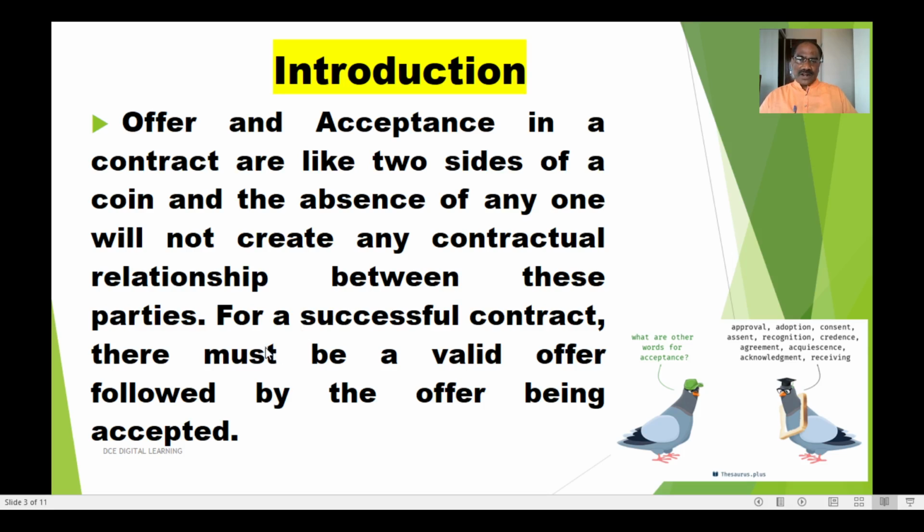For a successful contract there must be a valid offer followed by the offer being accepted. If either the offer or the acceptance is absent, there will not be a contract, and therefore the contract requires both the valid offer as well as the acceptance. If these two are present in a contract, it will become a valid contract and it will be enforceable by law in the court. Therefore the contract alone is not important for us, the successful contract is very important.